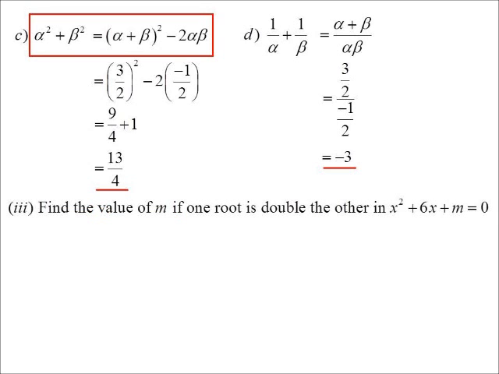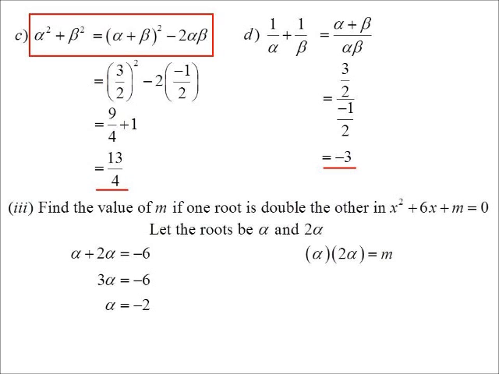Now, we're going to find the value of m. One root is double the other in x squared plus 6x plus m. All right. So instead of saying the roots are going to be alpha and beta, in this one I'm going to say they're alpha and 2 alpha. So the sum of the roots, alpha plus 2 alpha, would be minus b on a, so in this case minus 6. And the product of the roots would now become alpha times 2 alpha, and I'll get 2 alpha squared is m. Over here I can work out alpha is minus 2, sub it into the other side, and there's our value for m, it's 8.